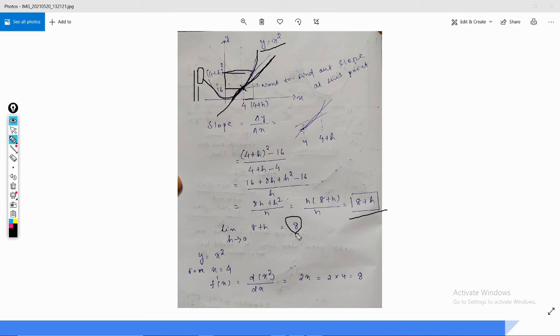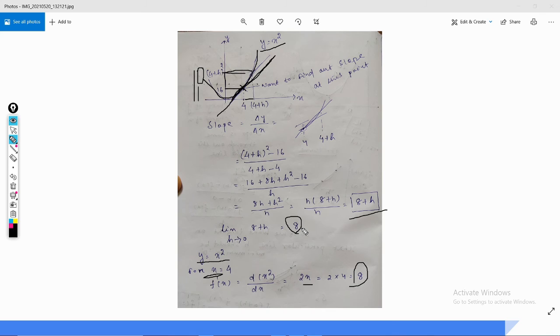So how are we going to find it using the derivative? y is equal to x square, you know. I need to find the derivative, or the slope, at that particular x point, and x is nothing but 4. So f of x is x square, its derivative is 2x. x is nothing but 4, so it will be 8. This is the simple derivative, right?